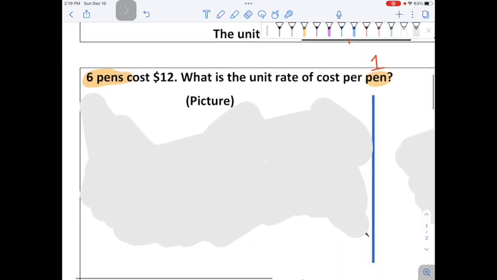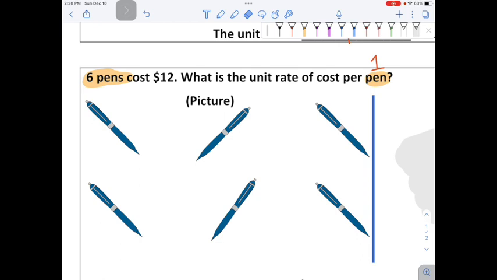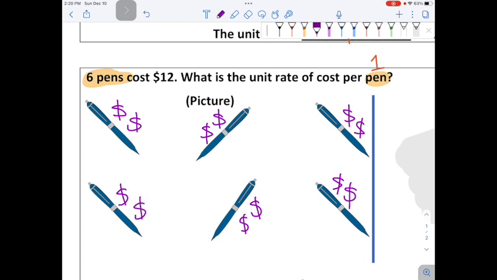All right, I'm going to draw out my picture. Here are 6 pens. Altogether, they cost $12. I will add some dollar signs to show my dollars. Dollar number 1, dollar number 2, dollar number 3. I hope you're copying. Dollar number 4, 5, 6, 7, 8, 9, 10, 11, 12. Great. It looks like they're all equal. So now I'm going to circle just 1 pen. Here's my 1 pen. It has $2 with it. Here's another 1 pen with $2. 1 pen, $2, 1 pen, $2, 1 pen, $2.